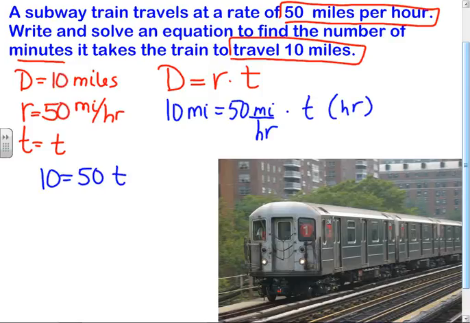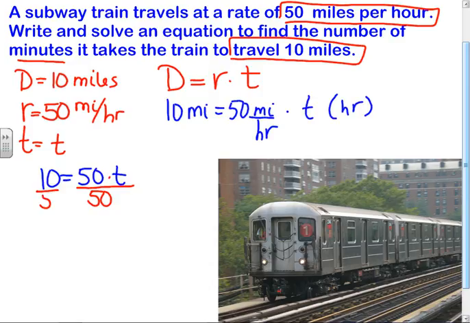What do you have to do to solve that? Which number's with the letter, the 50 or the 10? Peyton, which one's with the letter, the 50 or the 10? Which one's with the letter? 50. So that's the one I have to get rid of. So I'm going to divide by 50.